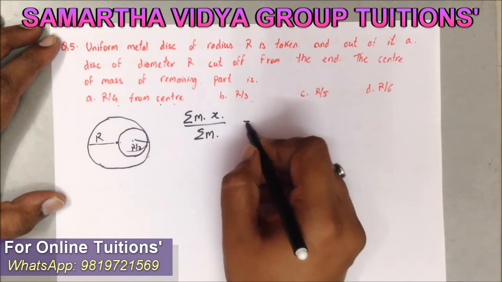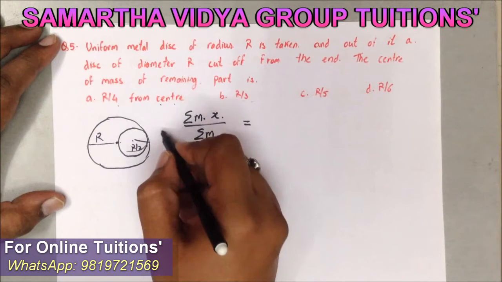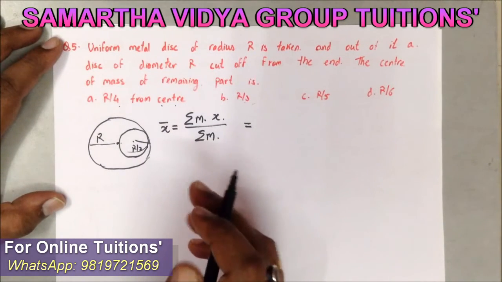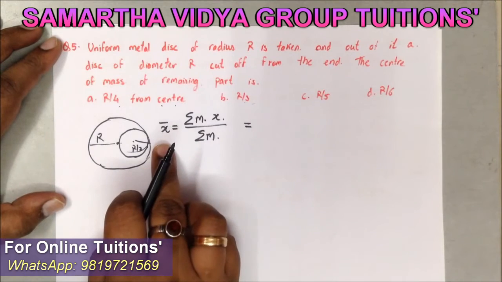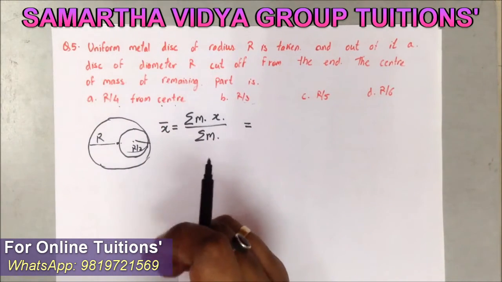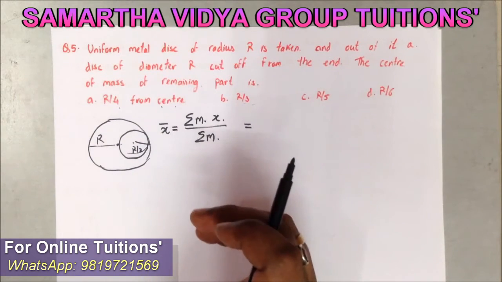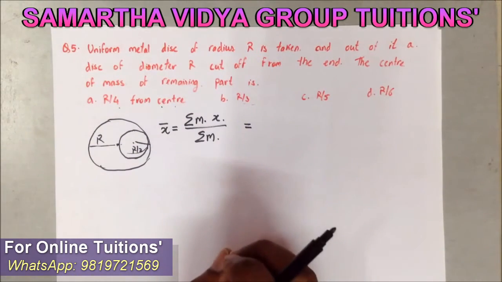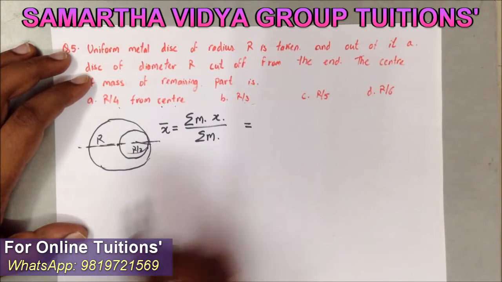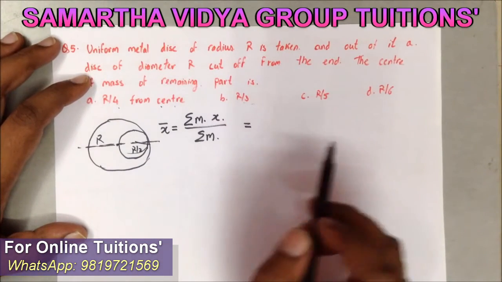So this will be equal to, so let us say that it is nothing but x bar is equal to, now the first thing you need to observe is we need to just calculate the x bar, because y bar, because it is a symmetrical figure, there is not going to be any y component to it. We'll be just having the x component and the center will be lying on this particular line. So summation m into x.